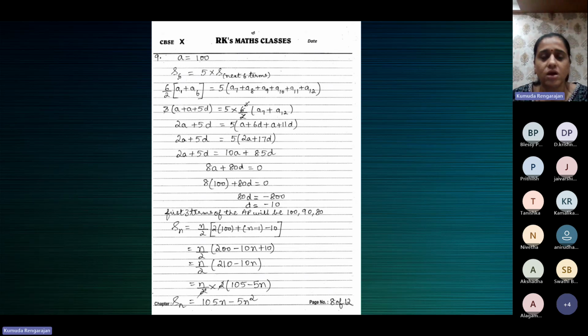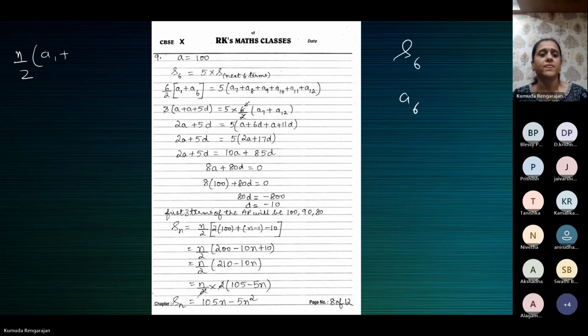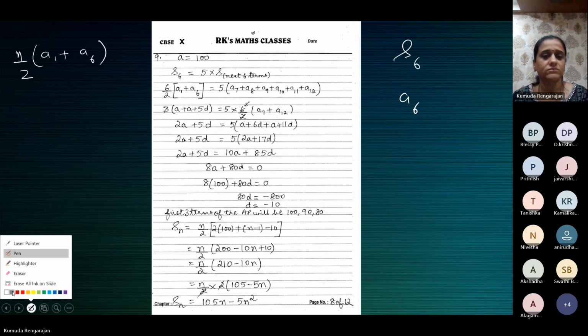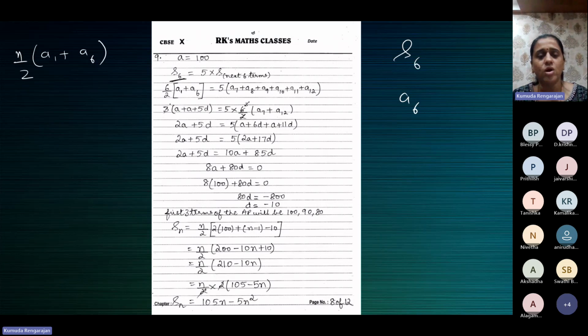So how do you write the sum of the first 6 terms? n by 2 of the first term plus the last term. You can do it in 2 ways. That's a formula, right? n by 2 of the first term A1 plus the last term. For S6, the last term is A6. So S6 is 6 by 2 of the first term A1 plus the last term A6. 6 by 2 is 3. A1 is A and A6 is A plus 5D. So this part you understand.